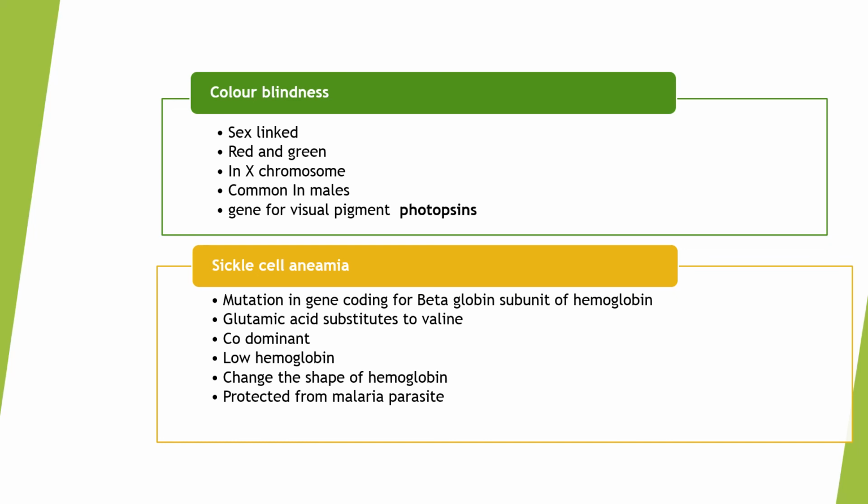Because of this sickling, there may be blockage of the blood vessels. Normally we know that the lifespan of red blood cells is 120 days, but because of the mutation, they will be destroyed at a premature time. So there's a reduction of red blood cells and it results in anemia.